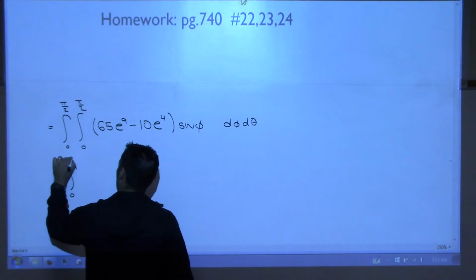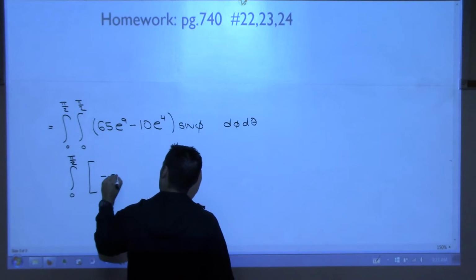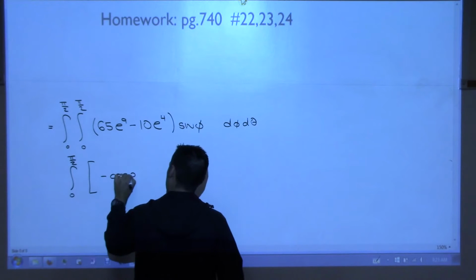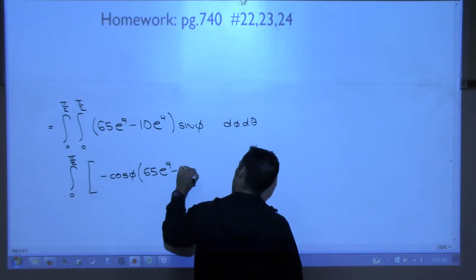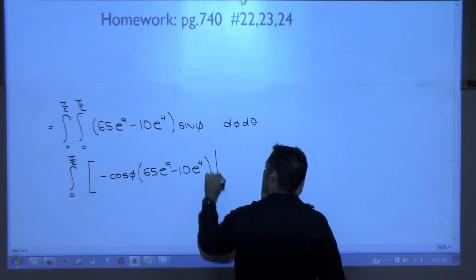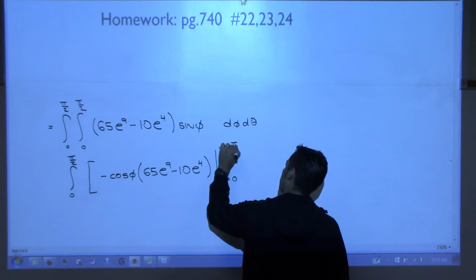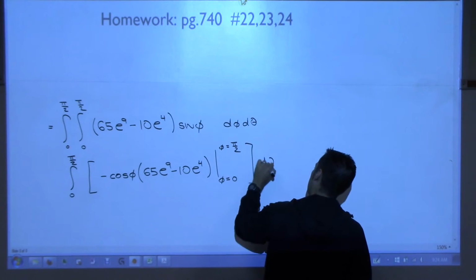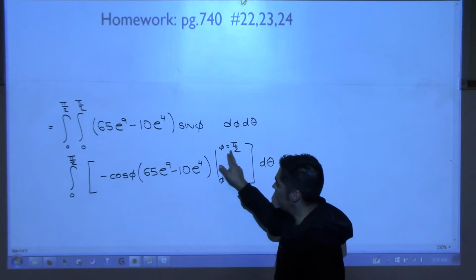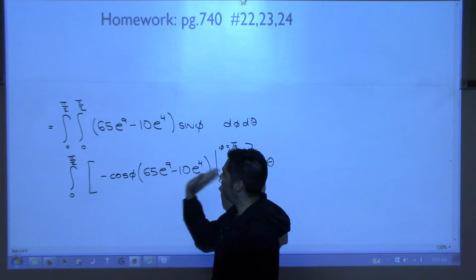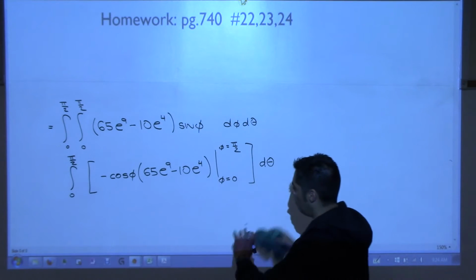So integral 0 to pi over 2 times negative cosine. It's going to go a little faster, but I'll just do this. This is all a constant, so it just came along for the ride. I'm evaluating this from phi equals 0 to phi equals pi over 2. Then d theta. So let's plug in pi over 2. Cosine of pi over 2 is 0, right? So the whole thing zeroes out.